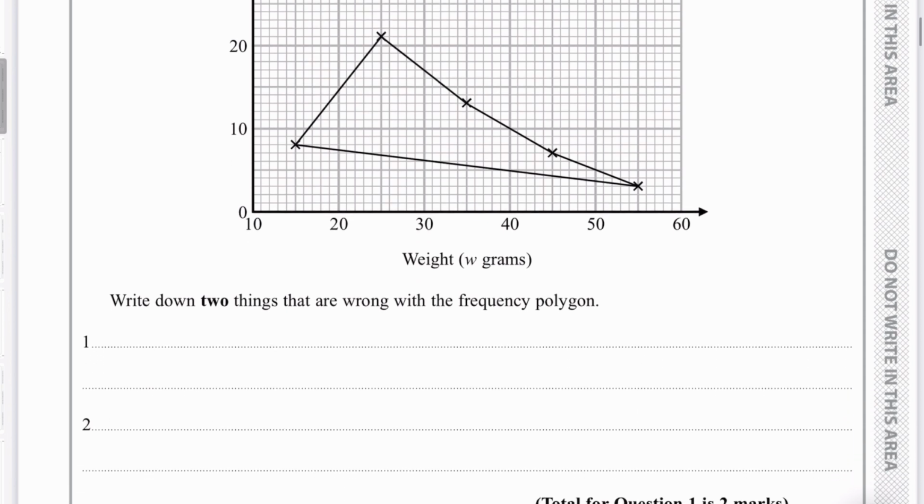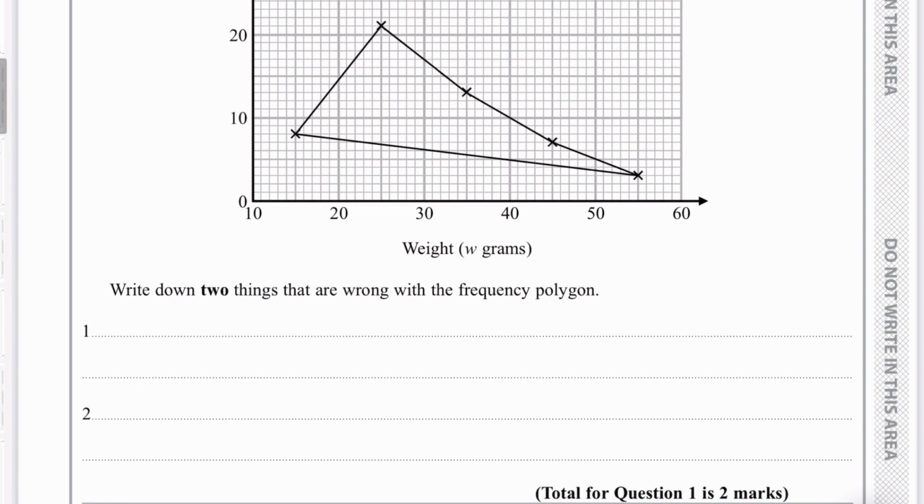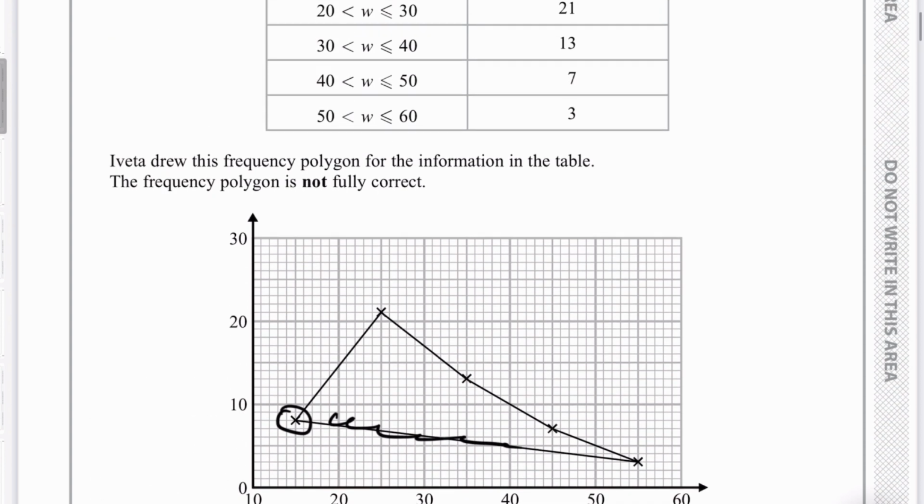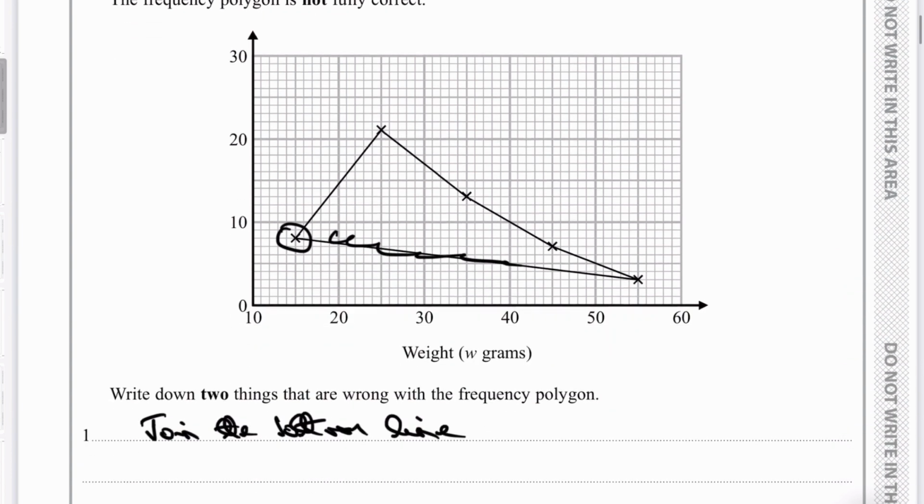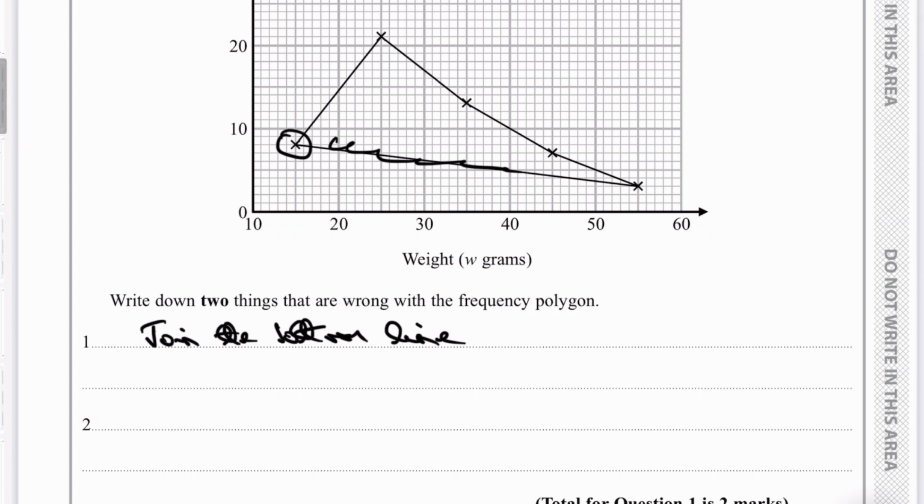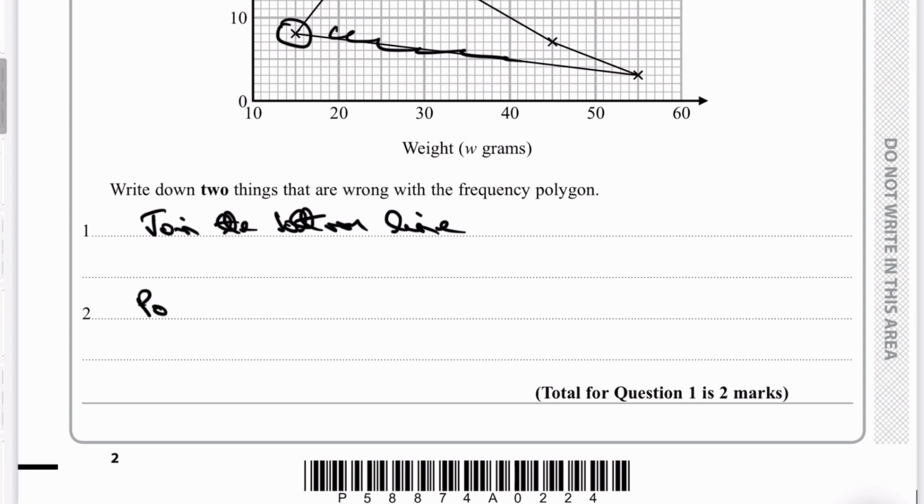Well, the first thing is that she shouldn't join the bottom line. So if I just put join the bottom line, what we mean by that is this line along the bottom here shouldn't be joined. I think the other thing is a little bit harder to spot perhaps, is that if we look at this first point here, that's been incorrectly plotted because it should actually be 15 to 6. Unfortunately it's been plotted as 15 to 8. So if I just put on here point 1 has been incorrectly plotted, and that would be absolutely fine for the 2 marks.